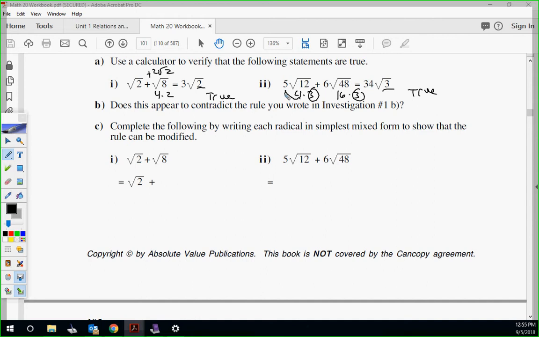Now, people mess this up all the time. If I pull a 4 out and there's a 5 there, what do you do? Multiply it by 2. So 5 times 2, not 4. 10 root 12. All right, we didn't do 12, 3. Okay, 10 root 3. 16 comes out as a 4. 4 times 6 is 24 root 3. 10 plus 24, 34 root 3.